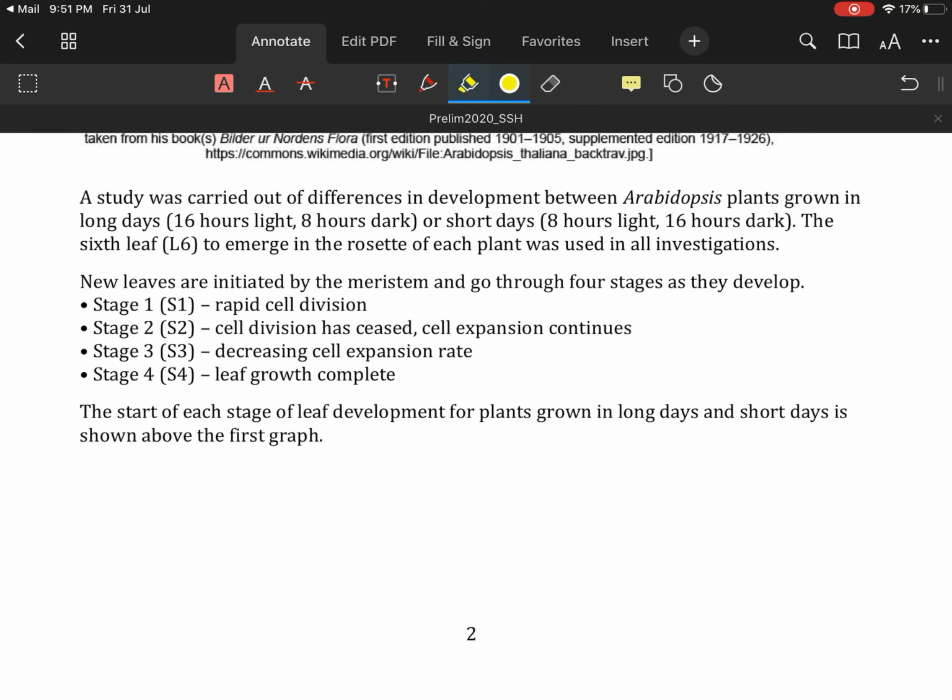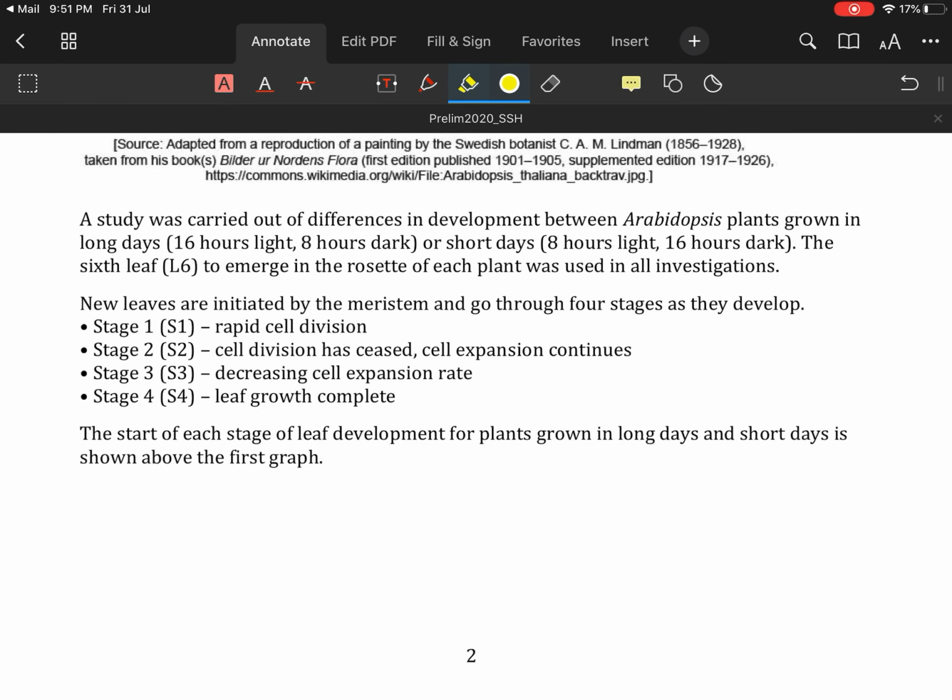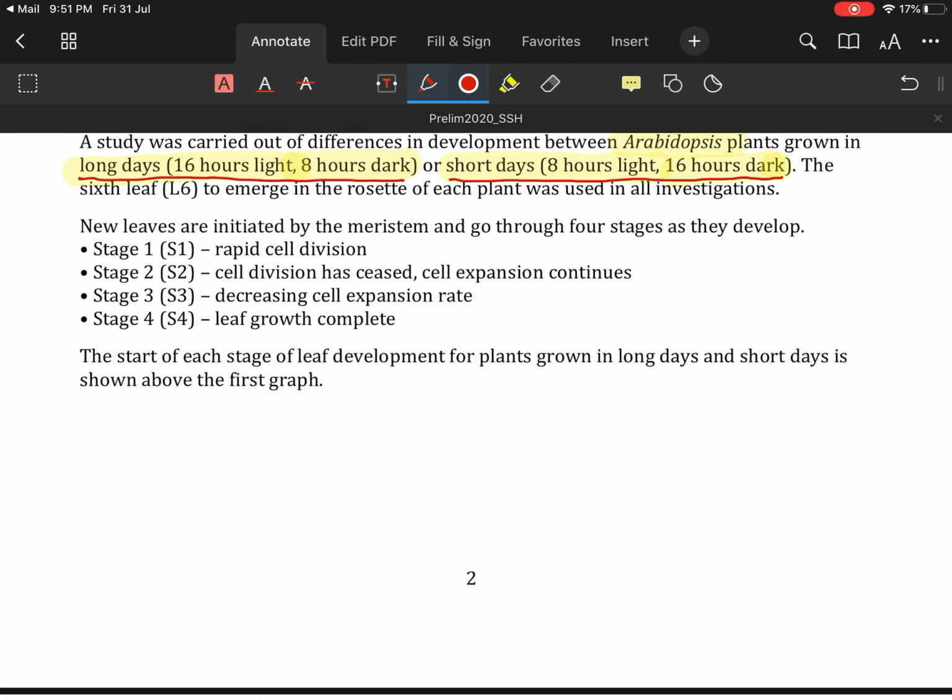Now there are 4 stages of this plant. The study was conducted on this plant by growing it in a long day, where 16 hours of light is given, and the same plant was grown in a short day as well, where 8 hours of light is given. So the same plant was studied. The plant is a control variable, but the length of the day, the light, is the variable which we are going to study.